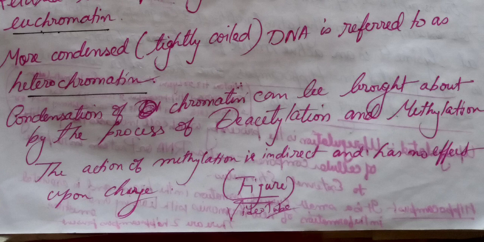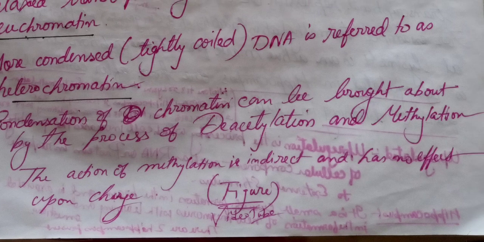Okay, now methylation is a little bit different. It has no effect with the charge actually. Methylation has no effect with the charge; methylation occurs at a particular site. Methylation means addition of methyl groups. So methylation can also cause condensation of the chromatin. That means it will form heterochromatin, but it has no action upon charge because the methyl group is also a positive charge. Okay, right?